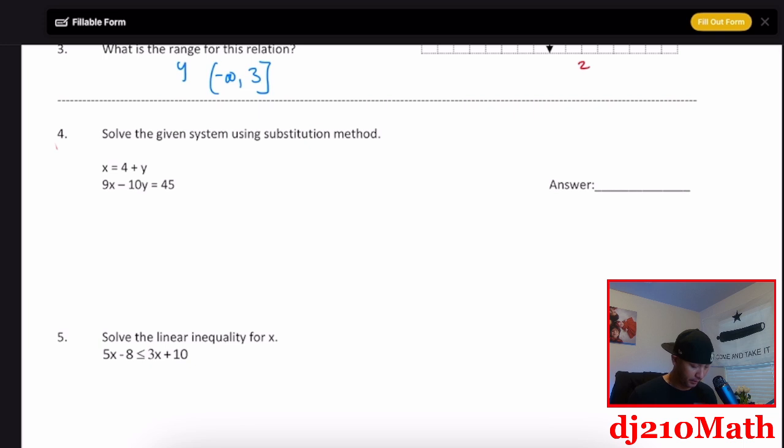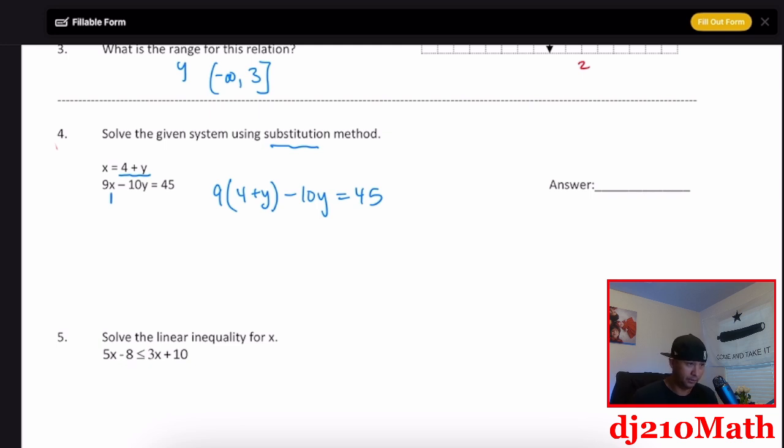All right, number 4. Substitution method. So we're going to solve for one variable. Here it's already solved for x, so we're just going to rewrite it. I'm going to take all of this and plug it into here, because we're substituting one variable into the other equation. So this is 9 times x, and x in this case is 4 plus y, minus 10y is equal to 45.